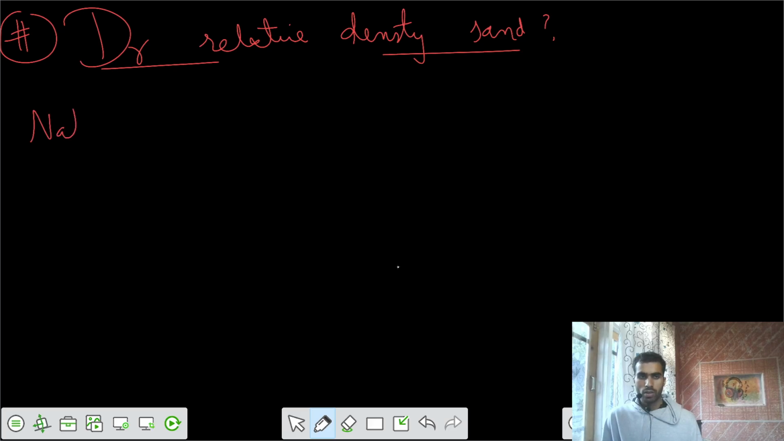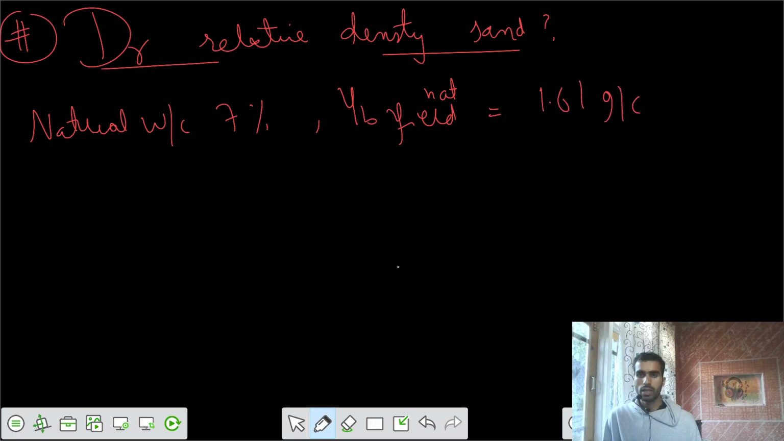Okay, let's go for one more. We need to calculate the relative density of the sand. We have the data that the natural water content of the sandy soil is 7%, and gamma bulk in the field, in natural condition, is 1.61 gram per cc.